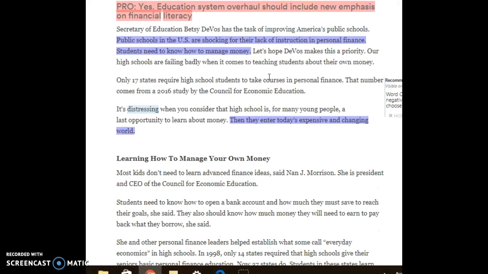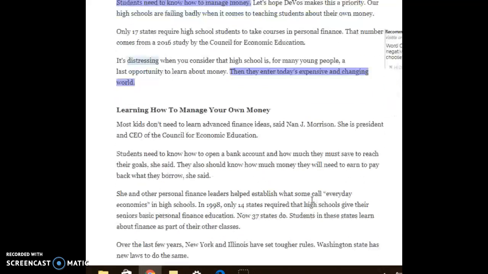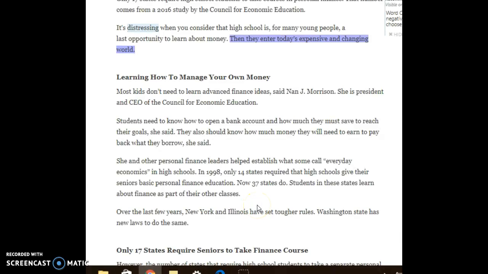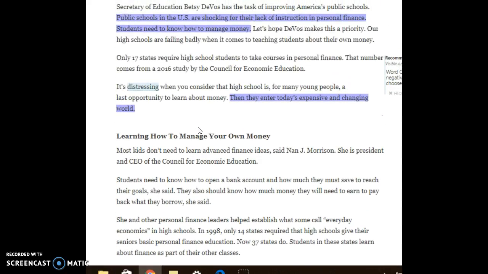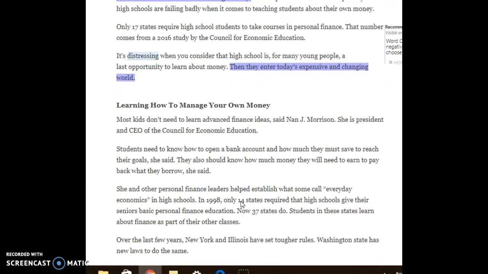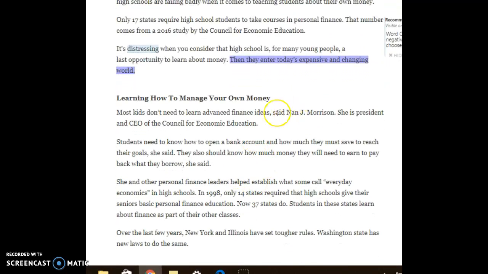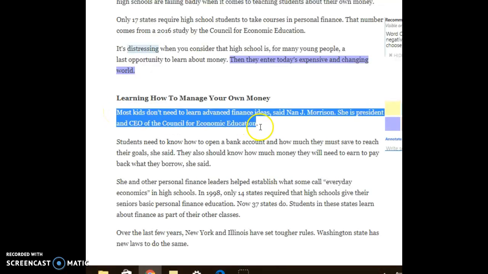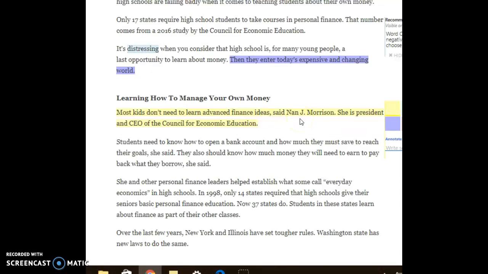So she goes on to explain that there's a lack of instruction in personal finance. And this whole section explains this lack of instruction, but how it is growing. So we are going to highlight some of the details, some of the evidence that she uses to support her reason that there is a lack of education and that that needs to change. So she quotes Nan J. Morrison, who is the president and CEO for the Council for Economic Education. That is one support. I'm going to highlight that in yellow because she's citing a credible source.